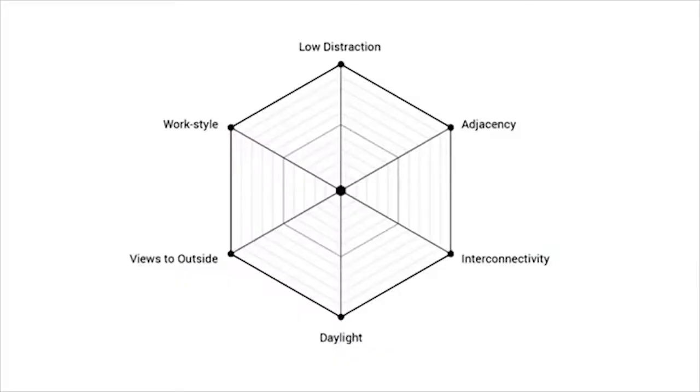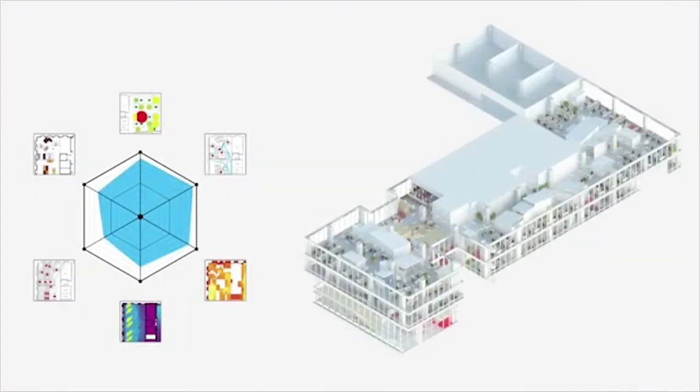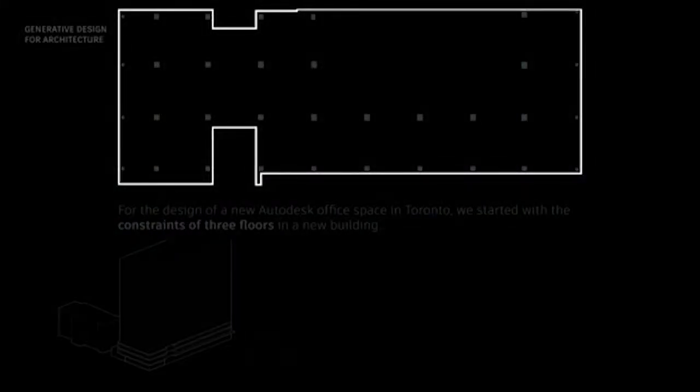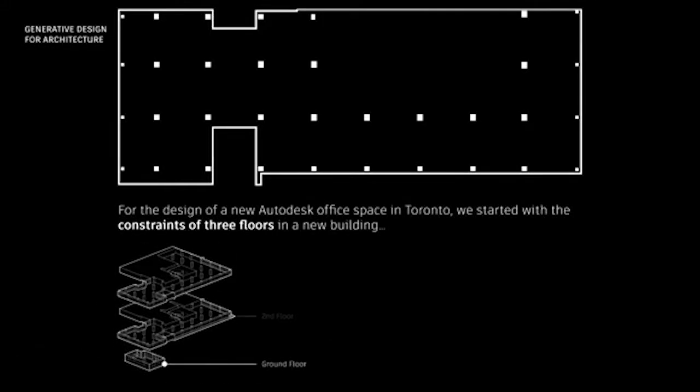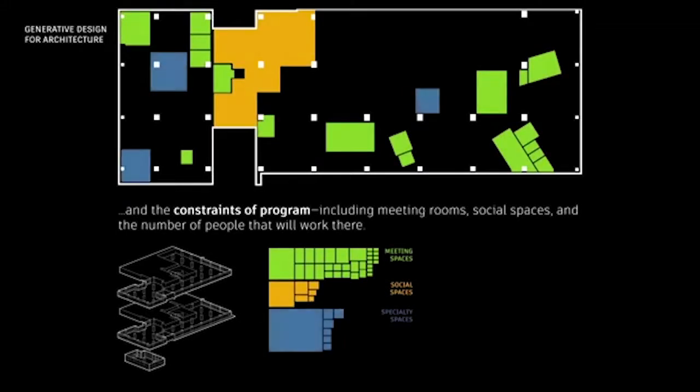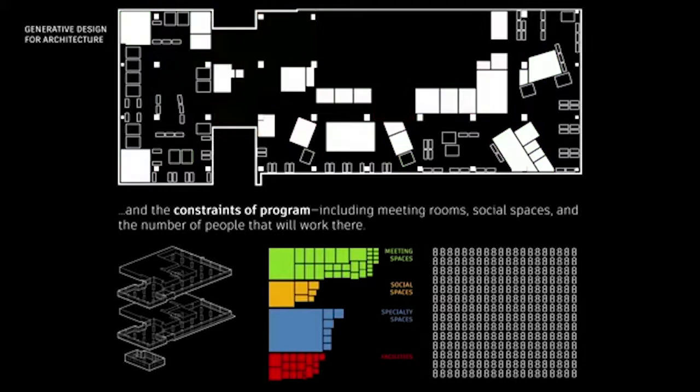Well, you identify the 6 key goals that are important to people, the closeness, the work style, adjacency to work teams, and then you allow the computer to generate alternatives on the floor plans. It looks like this. You begin with the constraints, the outline of the building, where the various meeting rooms are, where the kitchen is, and then from there it formulates those.